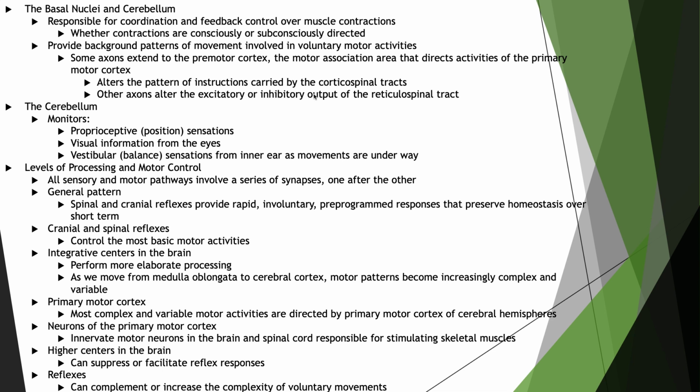The basal nuclei adjust or establish patterns of movements by two major pathways. One group of axons synapses on the thalamic neurons, whose axons extend to the premotor cortex, the motor association area that directs activities of the primary motor cortex. This arrangement creates a feedback loop that changes the sensitivity of the pyramidal cells and alters the pattern of the instructions carried on by the corticospinal tracts.